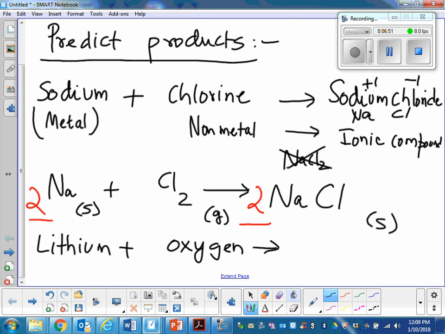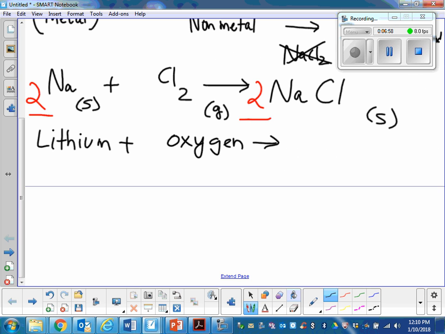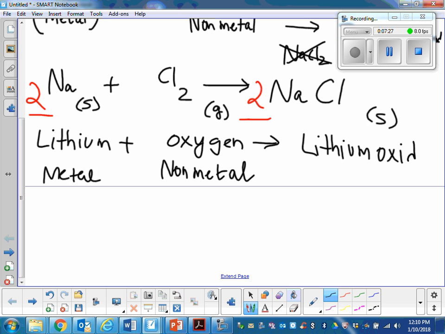Again, whenever I see this, is lithium a metal or a non-metal? Lithium is a metal. That's a non-metal. Oxygen is a non-metal. So DJ, what do you think will be the product formed? Lithium and oxygen will give... what do you think? No, not the formula, just tell me the name of that substance that's formed. Lithium oxide. So it will form lithium oxide.